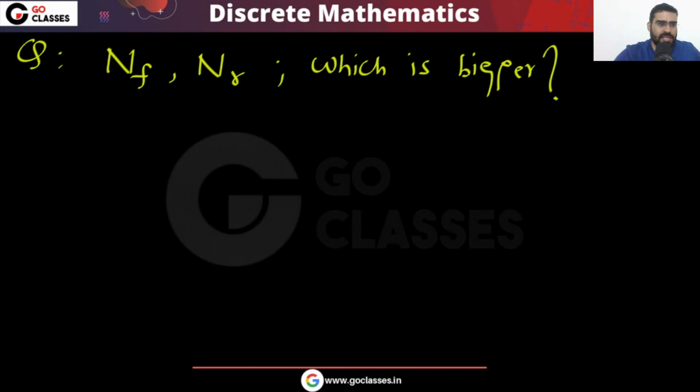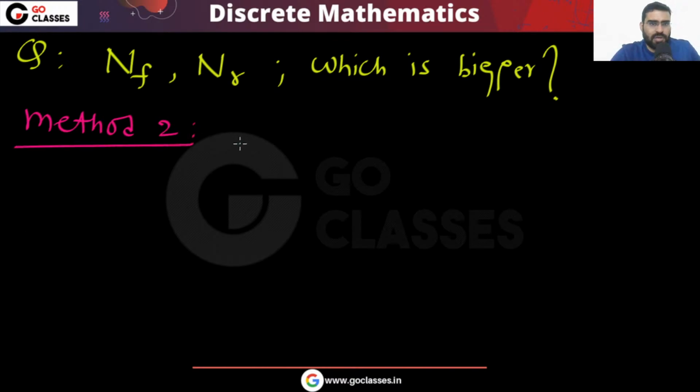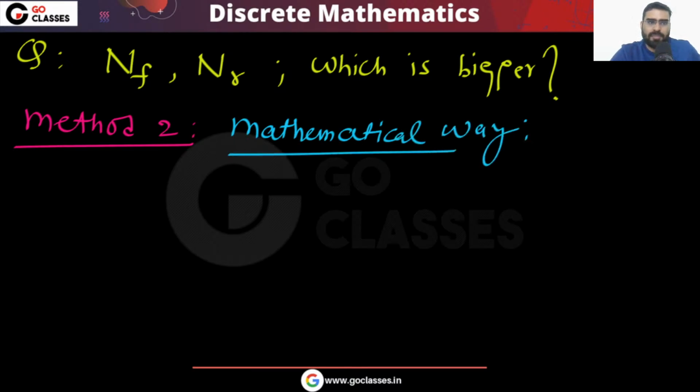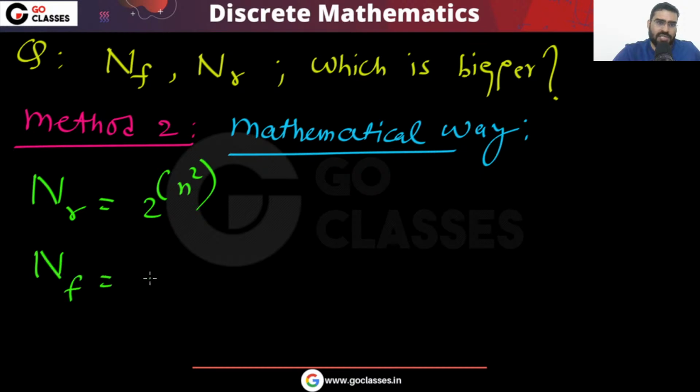Let me also give you method number 2, the mathematical way, where we compare values. So you know the value: what is nr? nr is 2 power n square, and nf is n power n.